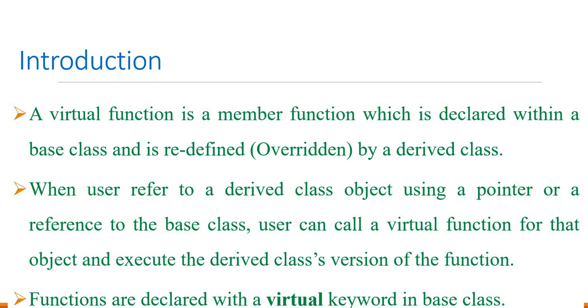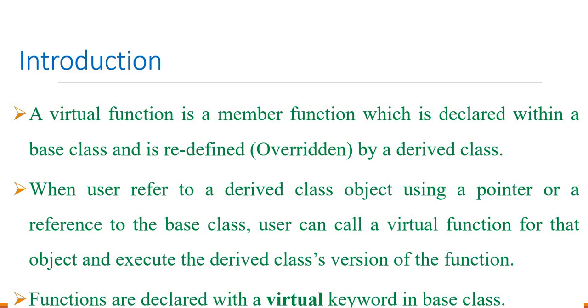Introduction about virtual function. A virtual function is a member function which is declared within a base class and is redefined by a derived class. That means overridden. Overridden means the function prototype and function name are the same in the base class and also the derived class. When the user refers to a derived class object using a pointer or a reference to the base class, the user can call a virtual function for that object and execute the derived class version of the function.